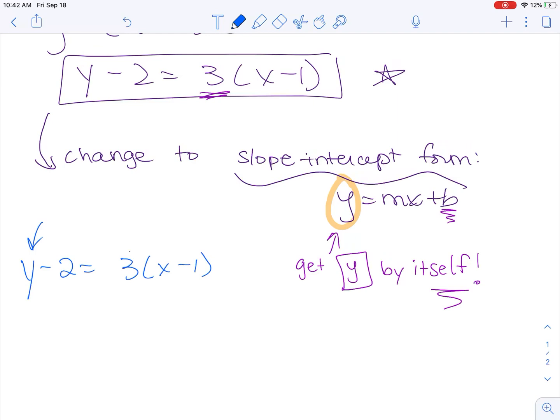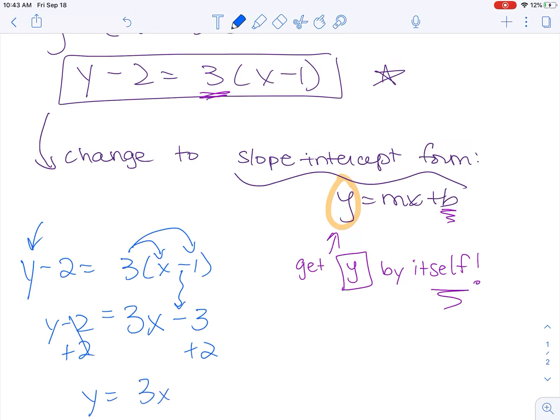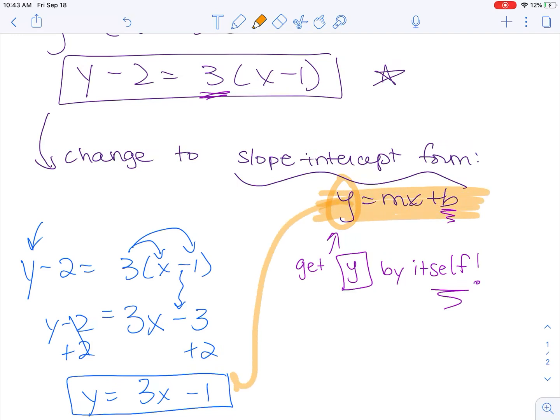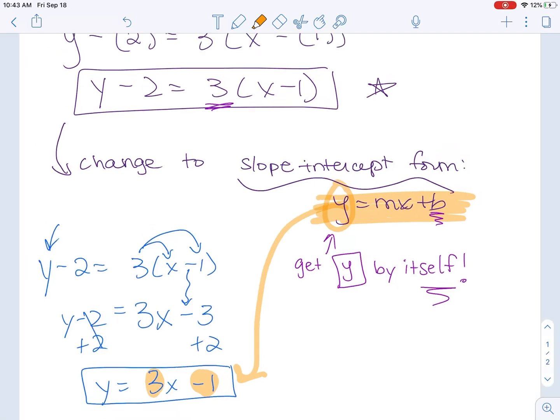So I'm going to distribute this 3. I get 3 times x, and 3 times 1 is just 3. We bring down that minus sign. Then to get y by itself, I'm just going to add the 2 to both sides, and we have y equals 3x minus 1. Now, doesn't that look like slope-intercept form? Yeah, it does. This would be the m value of slope, and this would be the b value that we just found simply by putting y by itself.